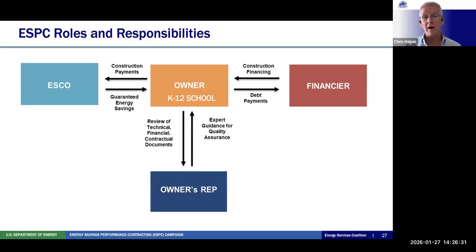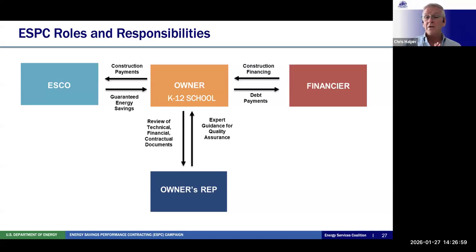We like people to also hire owners reps. Like I used to do this for many, many years, 20 plus years. And they are the ones that help you figure out all the details. The ESCO is providing you very detailed investment grade audits. It's very tough to read. Not enough time in a day for most of these facilities folks at schools to really manage this. So your owners rep will provide you with expert guidance for quality assurance. There's all the reviews for you throughout the process, right?